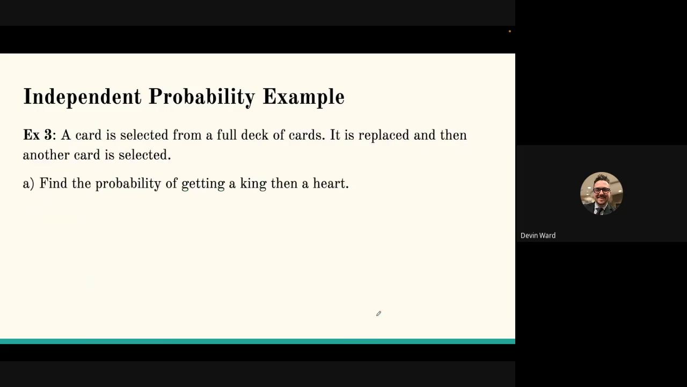Okay. And now our last example. A card is selected from a full deck of cards, is then replaced, and another card is selected. Okay. So find the probability of getting a king, then a heart. Now, because it is replaced, that means that they are independent events.